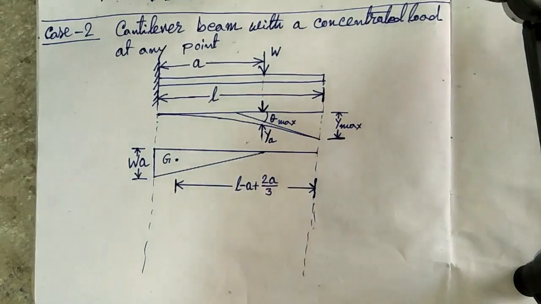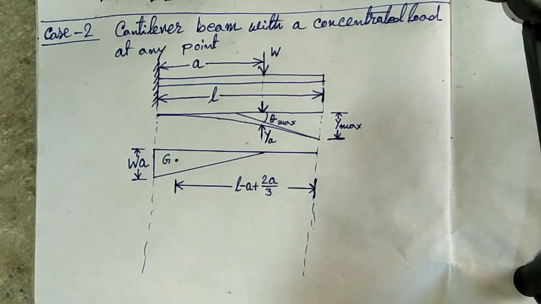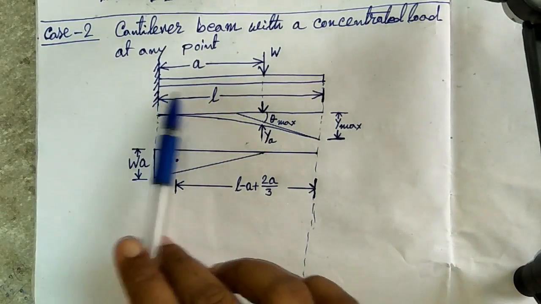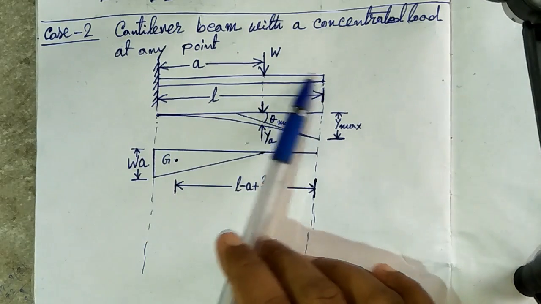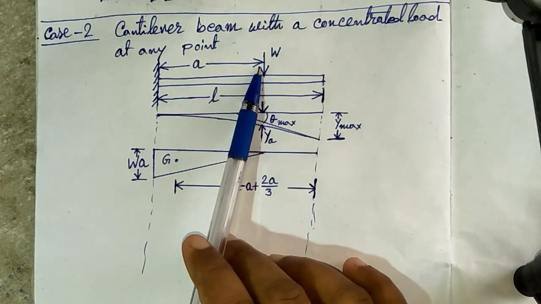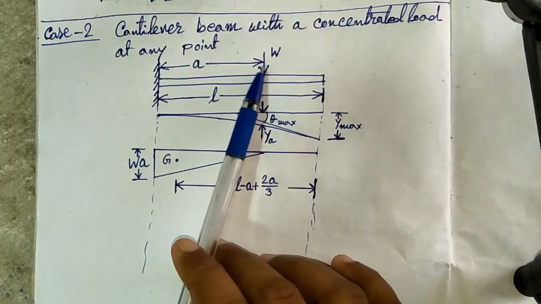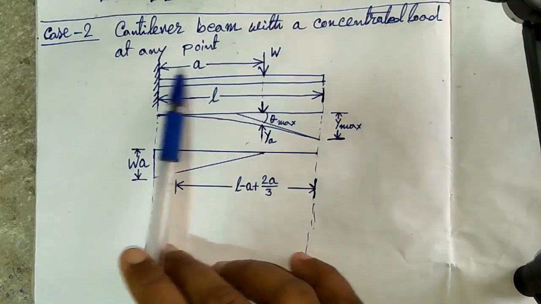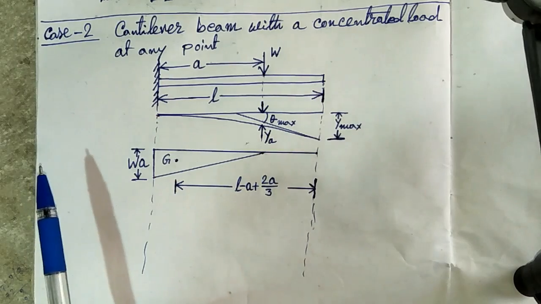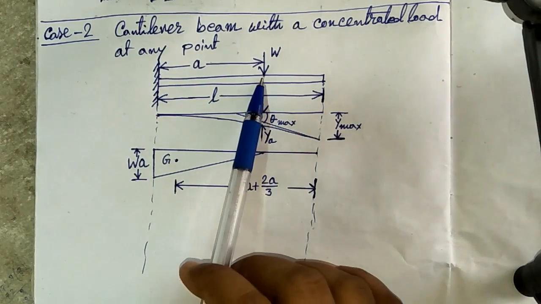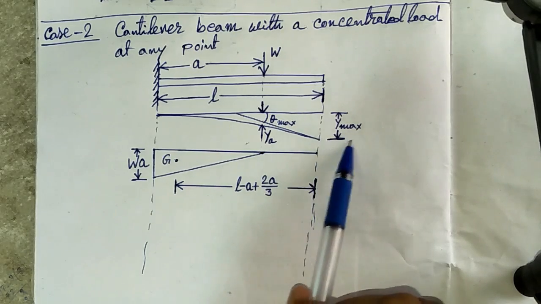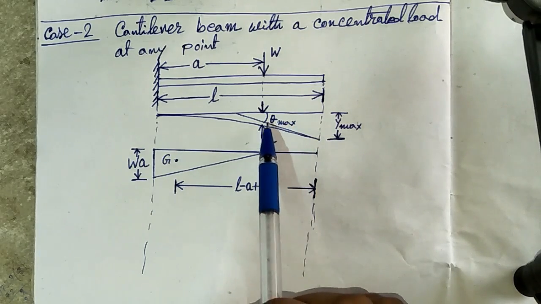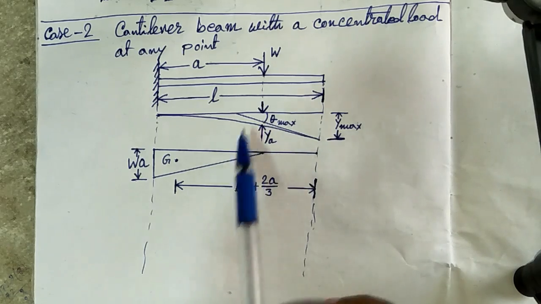This one is the second case, that is cantilever beam with a concentrated load at any point. Since it's a cantilever beam of length L, the load W is acted not at the free end, and the length from the fixed end to the W point is small a. The deflection at this section where the load is acted is Y_A, and the maximum deflection is Y max. The maximum slope is theta max.